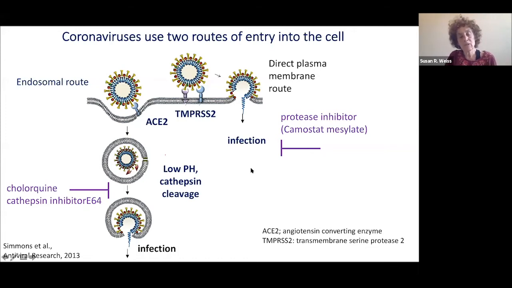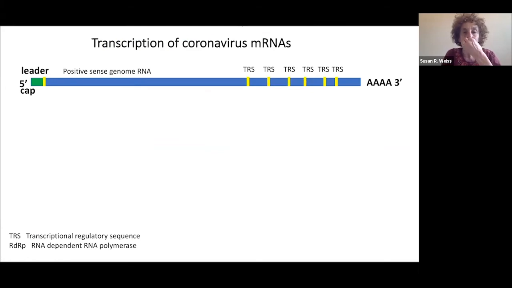Because some viruses target both pathways, it might be important under some circumstances to really target both of these pathways. Although for TMPRSS, there's a lot of literature now suggesting that TMPRSS is really required for entry in airway cells for SARS-CoV-2. Okay, I want to talk now about transcription of coronavirus RNA.